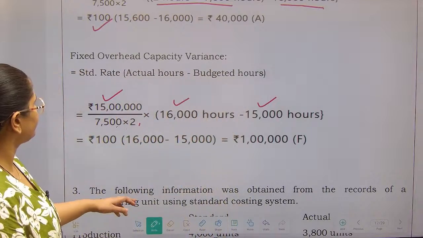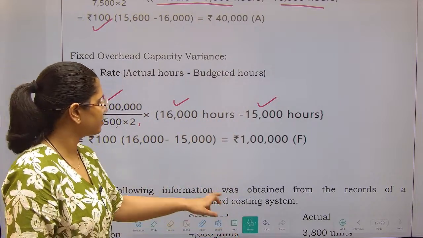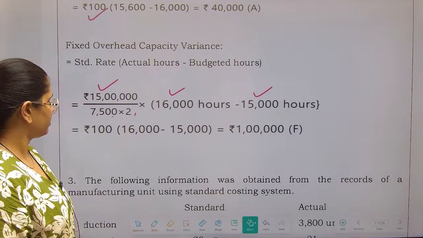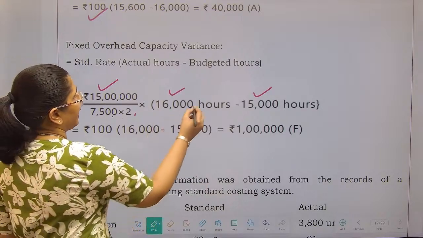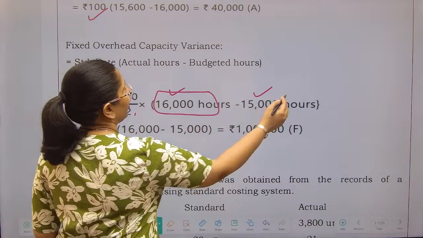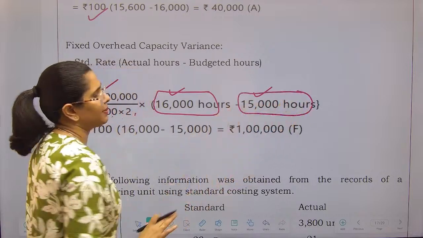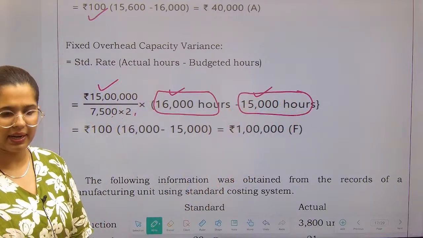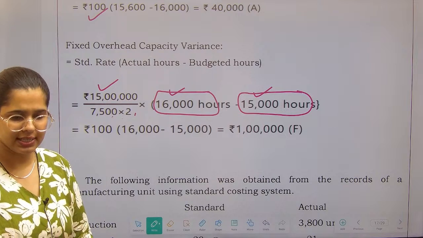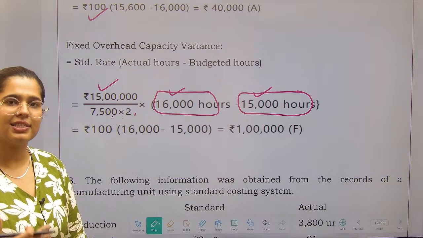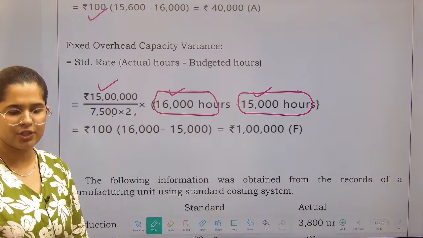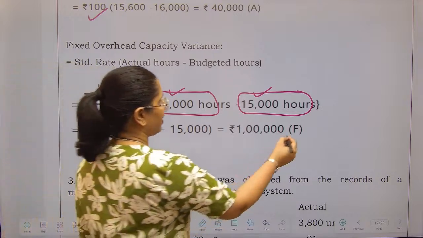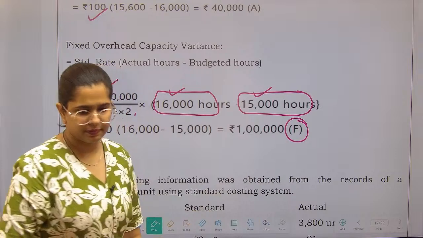See this. These were your actual hours and these are your budgeted hours. You budgeted 15,000, you thought we would work 15,000 hours, but your actual is 16,000. So now this means that you have overutilized your capacity and that is why this variance is favorable.